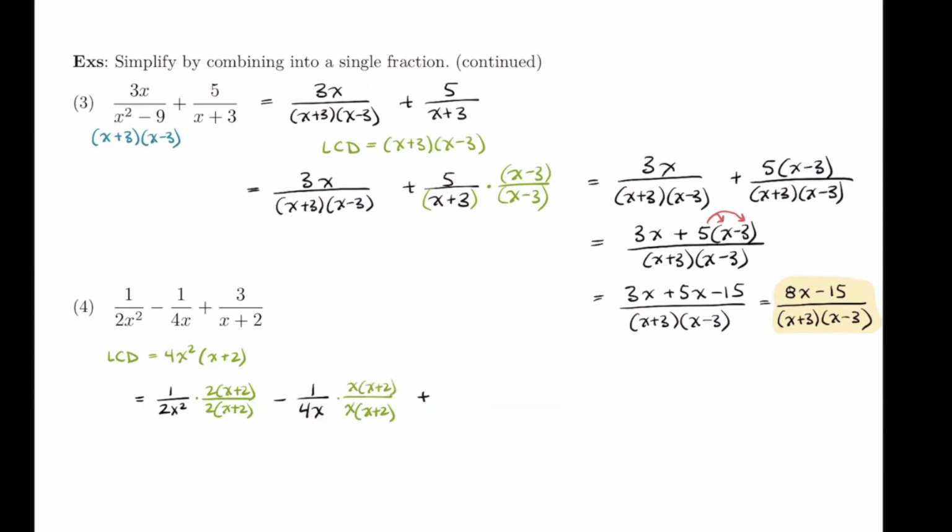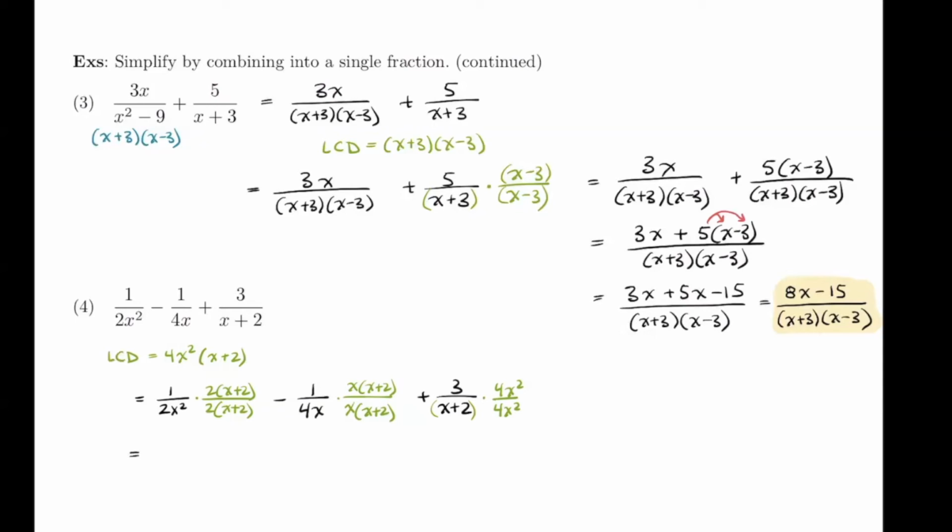Our last fraction, 3 over x plus 2, what that one is missing from the LCD is the entirety of 4x squared. So we're going to need to multiply this by 4x squared in the bottom and also in the top. Okay, I'm just going to stick parentheses around that x plus 2 to make sure that we remember that the whole thing is multiplied by the 4x squared.